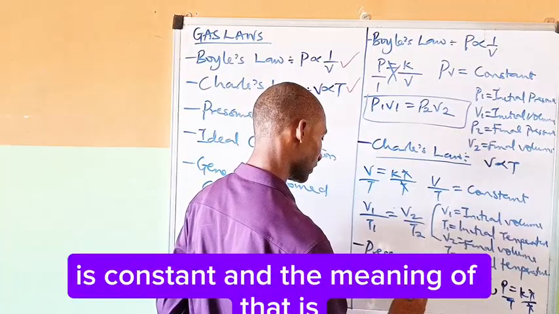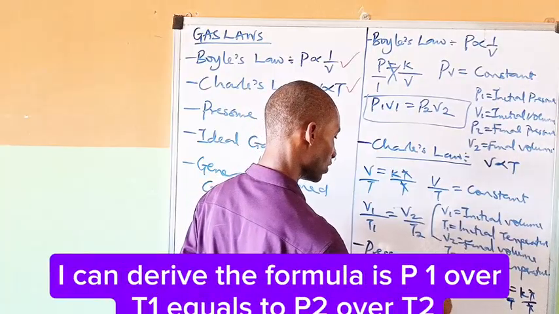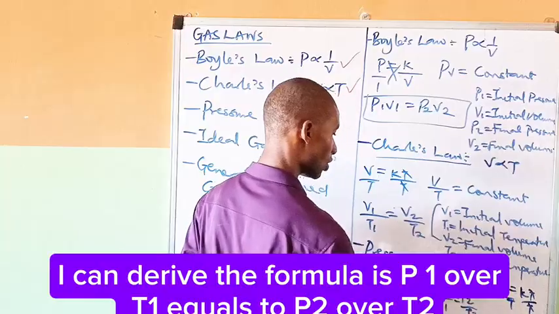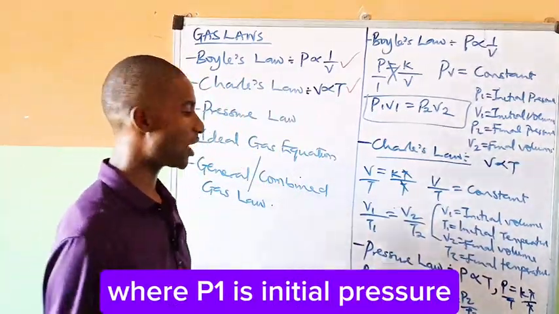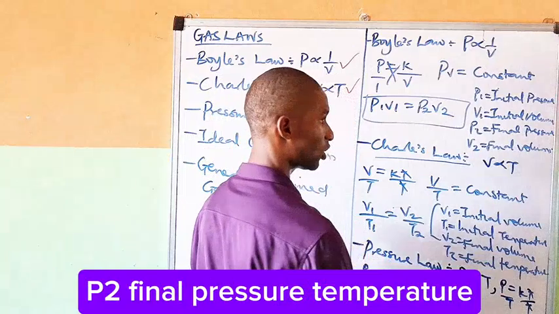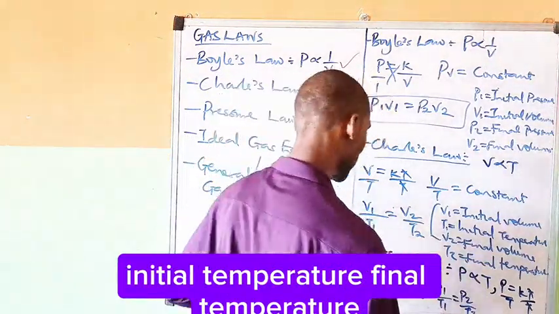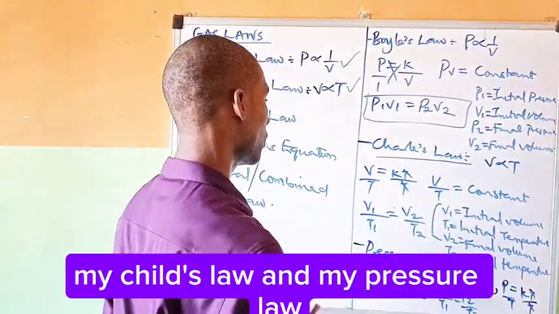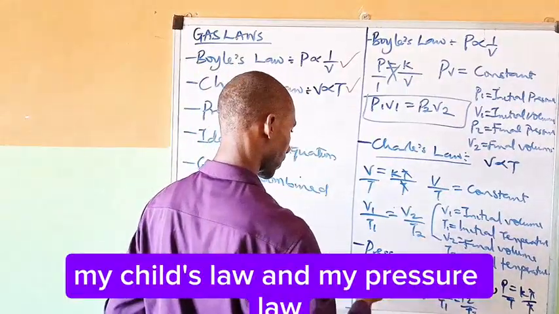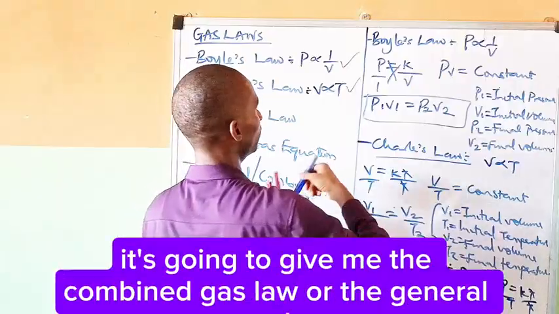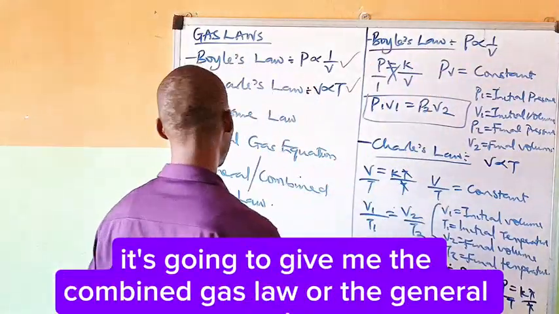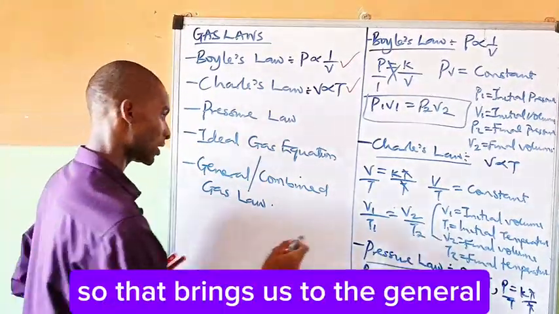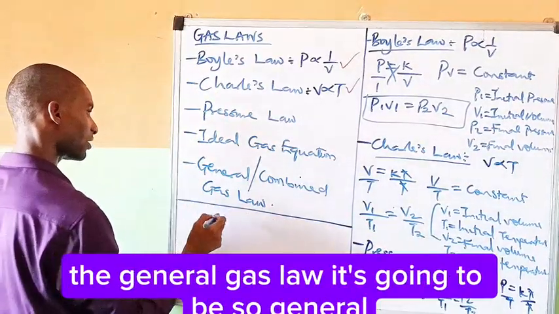And the meaning of that is I can derive the formula: P1 over T1 equals P2 over T2, where P1 is the initial pressure, P2 the final pressure, T1 the initial temperature, and T2 the final temperature. So if I combine my Boyle's law, my Charles' law, and my pressure law, the three will give me the combined gas law, or the general gas law. So that brings us to the general gas law.